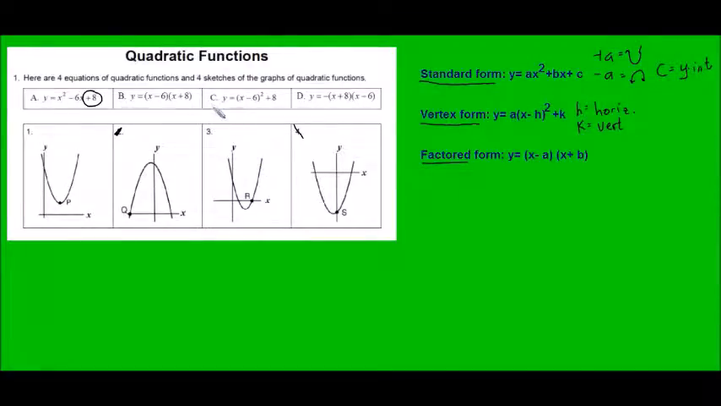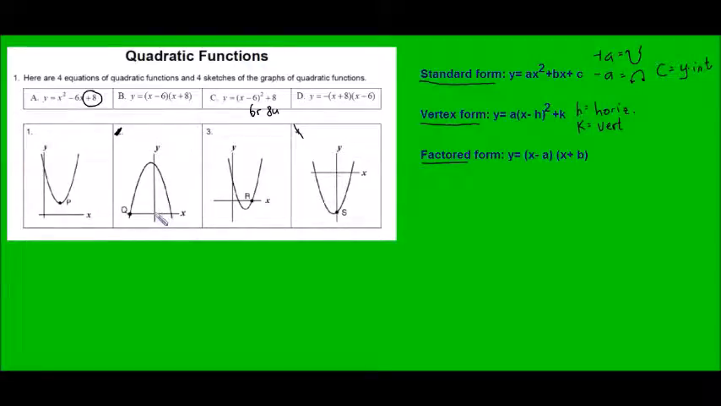Let's look at equation C. Well, equation C is written in vertex form, A, H, and K. And we know the vertex has to move 6 right, 8 up. So let's see which graphs show a movement of 6 right, 8 up. Well, this vertex could have been 6 right, 8 up.